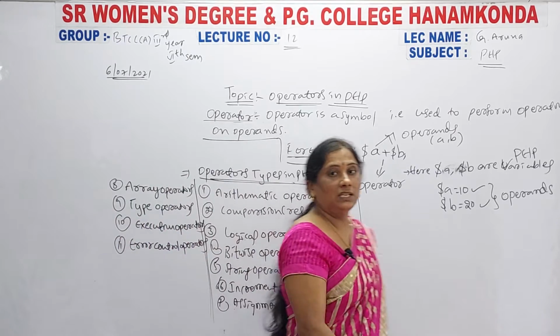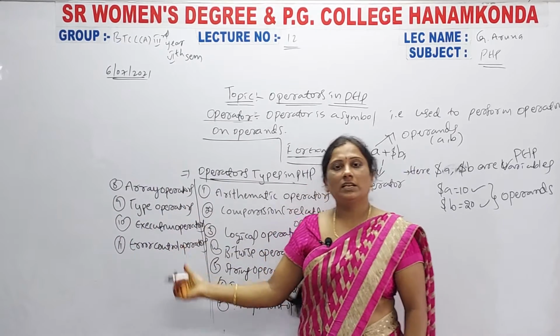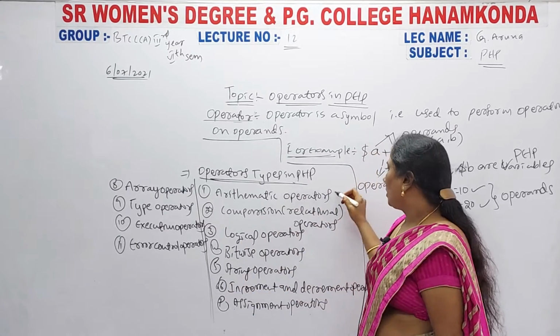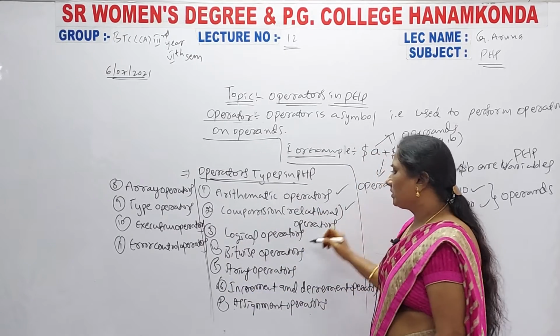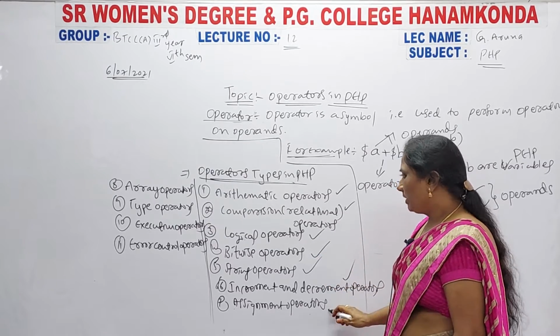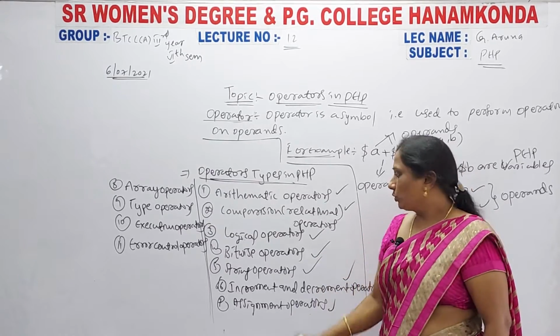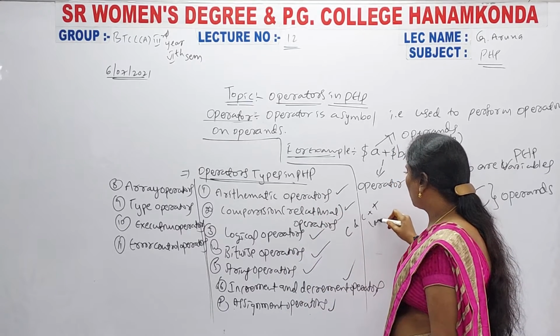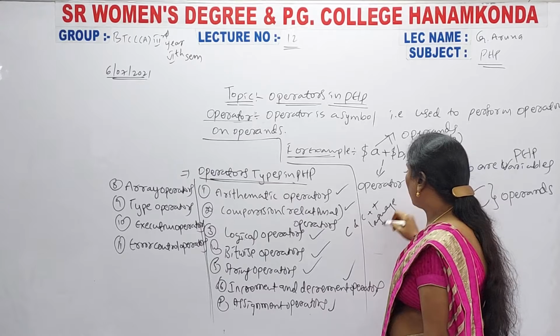How many types are there? 11 types of operators are available in PHP. So, arithmetic operators, comparison operators, logical, bitwise, string, increment, decrement, and assignment operators. All of these are included in C and C++ language as well.